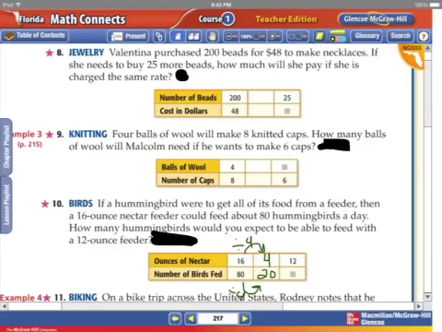So now, to get from 4 to 12, I'm going to multiply. I'm going to multiply by 3. I'm going to do the same thing down here, times 3. So I need to take 20 times 3. Again, thinking of multiples of 10, 3 times 2 is 6. So I add the 0 on, and I'm going to end up with 60. So in this case, 12 ounces of nectar will feed about 60 hummingbirds a day.